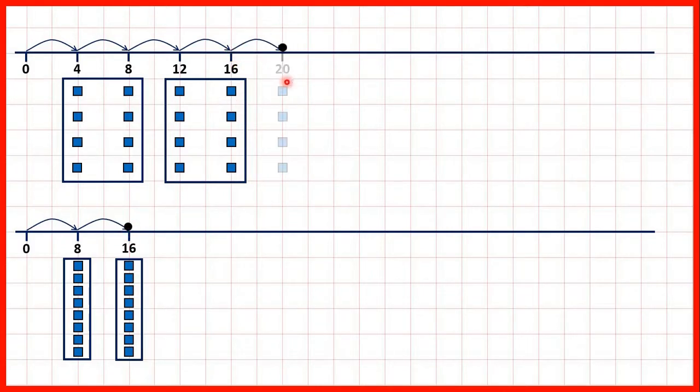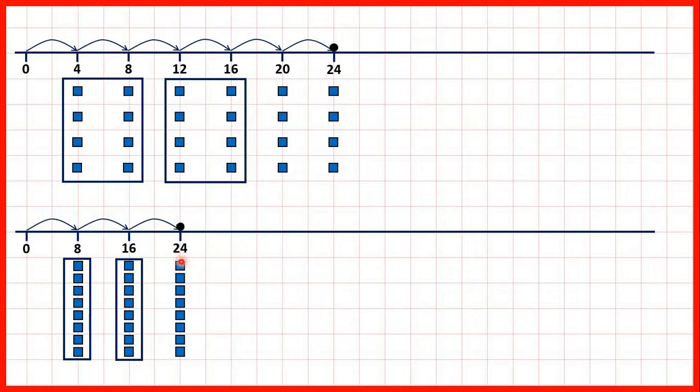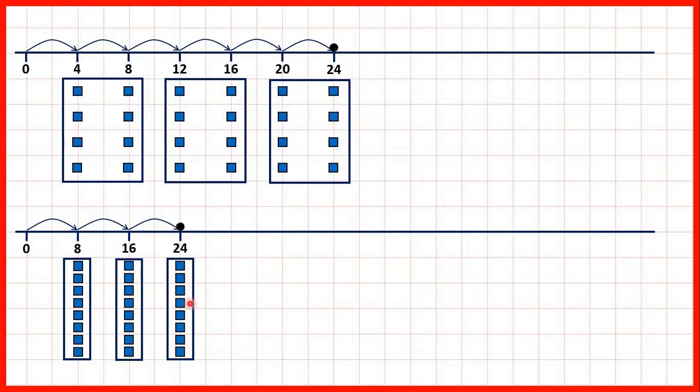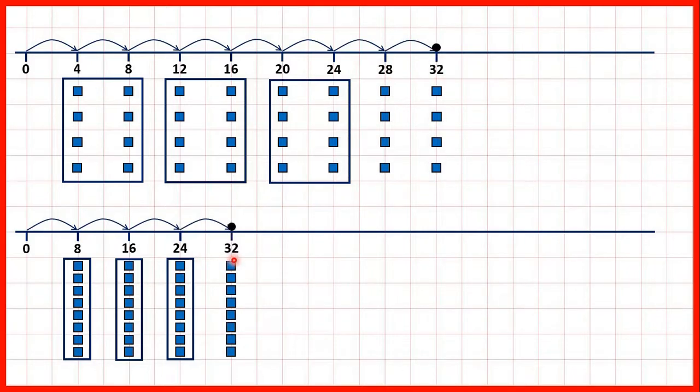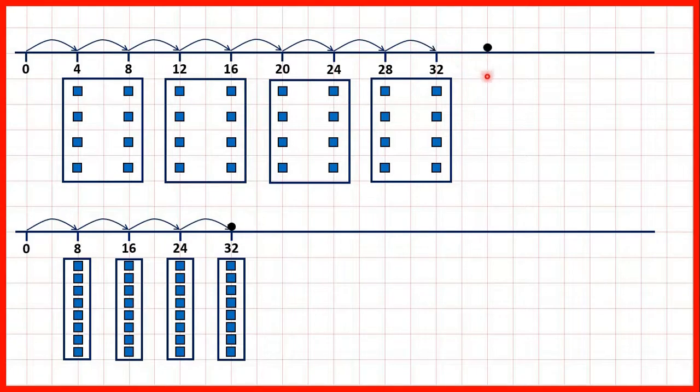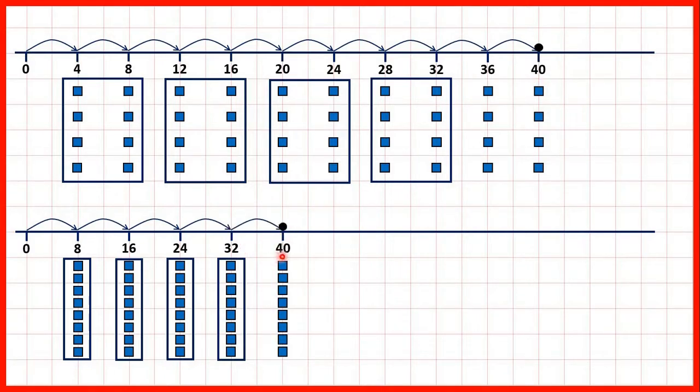So next we have 20 and then 24, and 24 is our next multiple of 8 as well, because in both number lines we've now got 8 more counters. Then we have 28 and 32, and 32 is the next multiple of 8. We have 36 and then 40, so 10 times 4 is 40, and 5 times 8 is also 40.